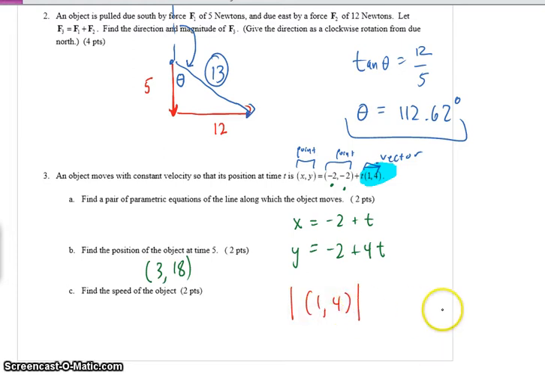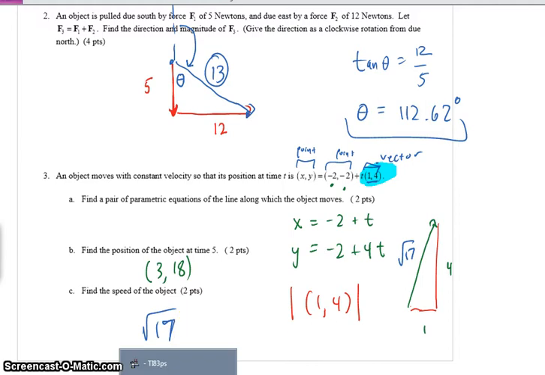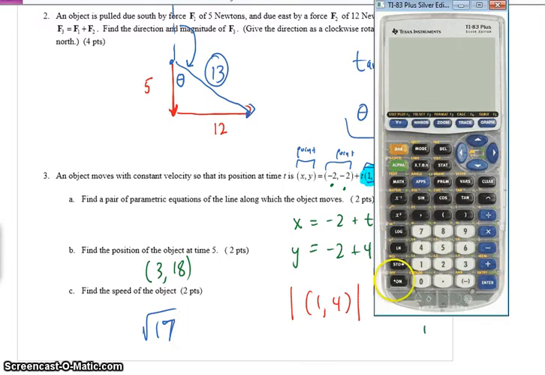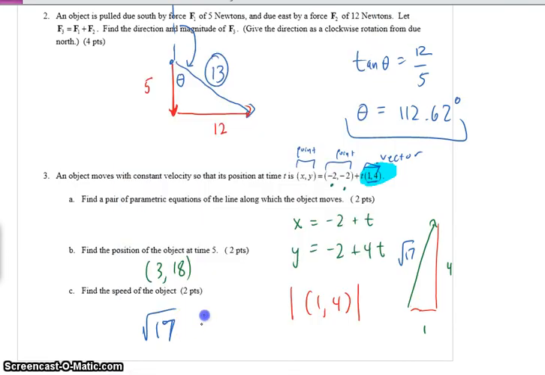So how far do I go in 1 unit of time? Here's 1, here's 4. So that vector is right here. This is 1, this is 4. How far did I go in that time? It's the Pythagorean theorem, the square root of 17. That's the speed, because this is how far we go in 1 unit of time. So I want square root of 17 here. If you approximated that, you got a point taken off, because you should put your answer in exact form whenever possible. It is roughly 4.12. It doesn't give units here.